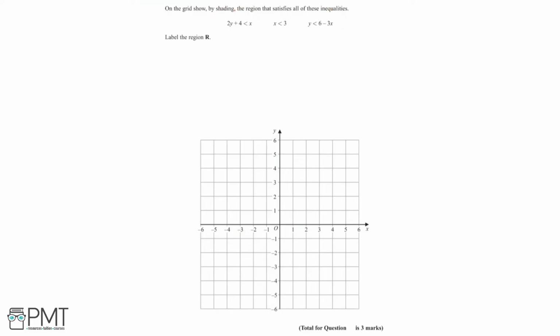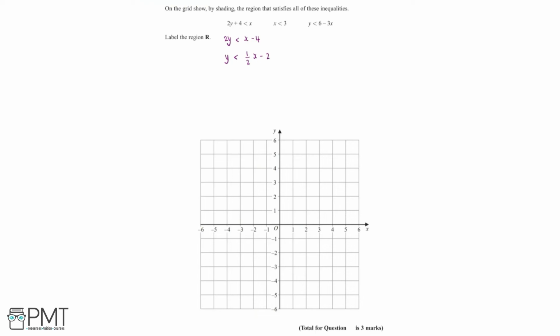And so we have the line 2y plus 4 is less than x. Now we want to have this line in the form y equals mx plus c, so that we're able to plot it. We can start by moving the 4 to the other side, and so we'll have 2y is equal to x minus 4. Now to make y the subject, we want to divide both sides by 2, which will leave us with y is less than half x minus 2, and you can see that this is in the form y equals mx plus c, where the gradient m is equal to a half, and the y-intercept c is equal to minus 2.